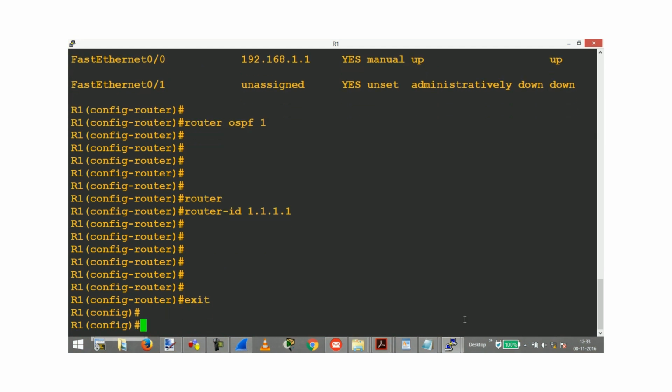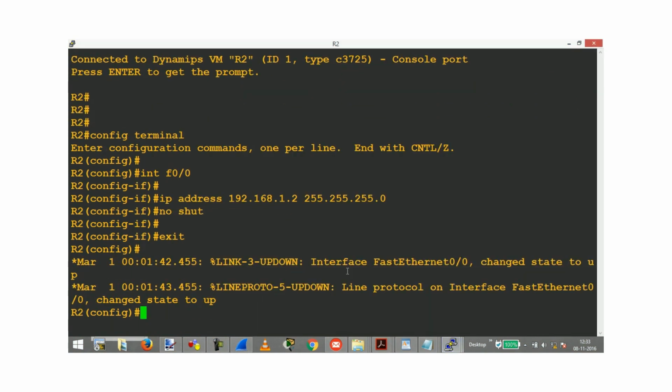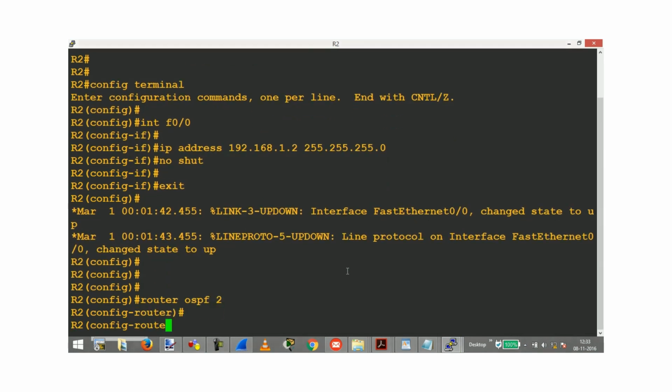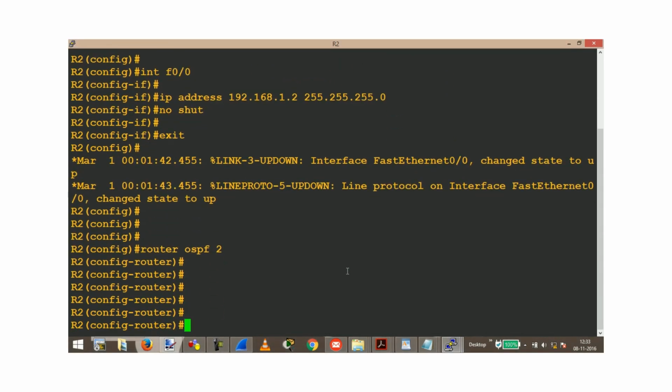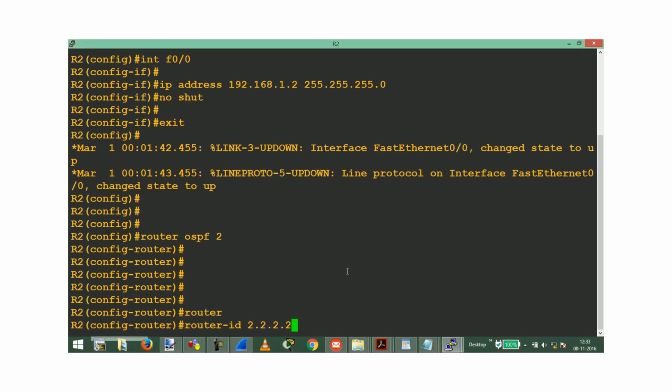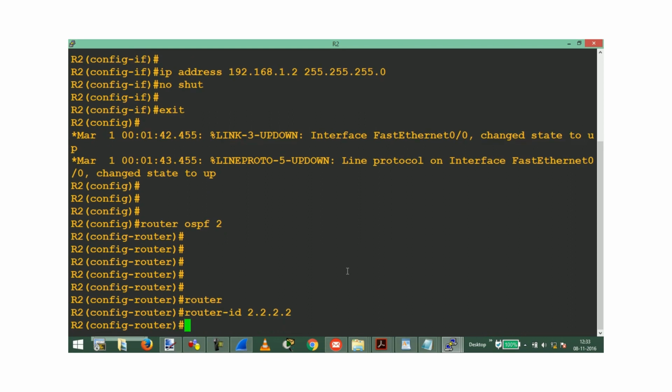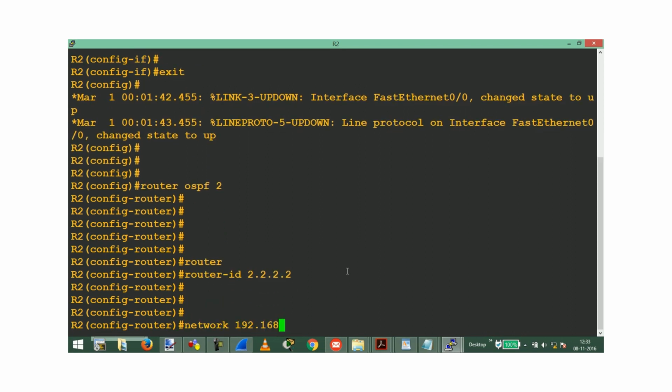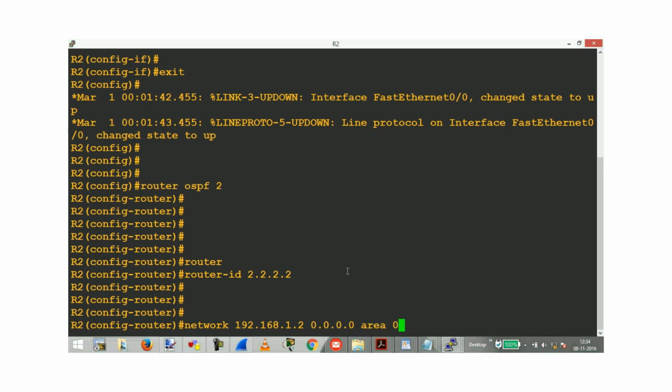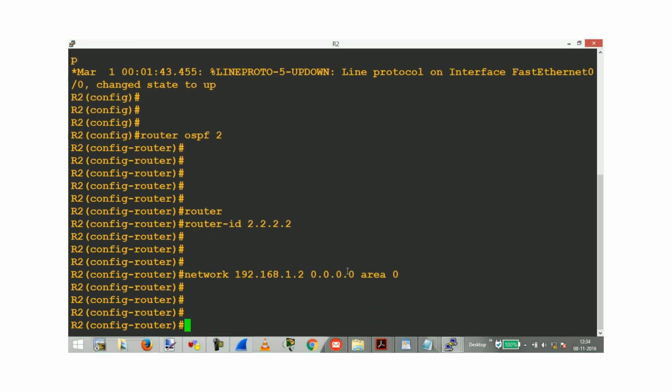So when this is done, let us go to R2 now. Router OSPF 2. If you have any doubts you can ask me there only. We are putting it inside area 0, but before putting it, what I will do is I will set the router ID manually. R2 will get router ID 2.2.2.2, and then we will run the network command and put it inside area 0. And we will see that we will form neighborship.